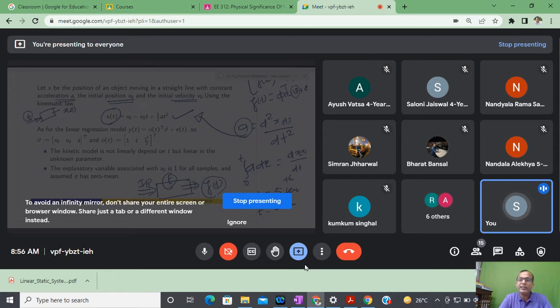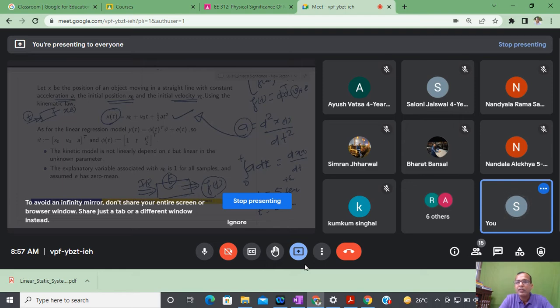or Simran, anyone, could you please comment that what here I have written xt equal to x0 plus v0 t plus half at square. Okay, so relationship between t and xt is linear or non-linear? Quickly. Non-linear. Yeah, non-linear. This relation is non-linear.